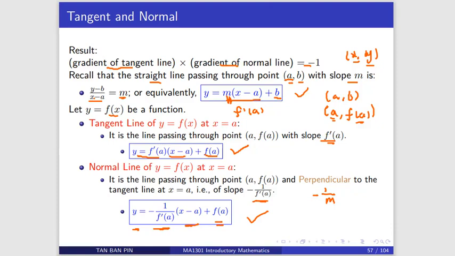Which means if you are given the point a, you just need to find f'(a), and then you know what is f'(a) in the denominator. If you write the equation of the normal line, or the equation of the tangent, you just sub f'(a) here, sub the value of a here, f(a) here, then you can find the equation of the tangent line and the equation of the normal line.